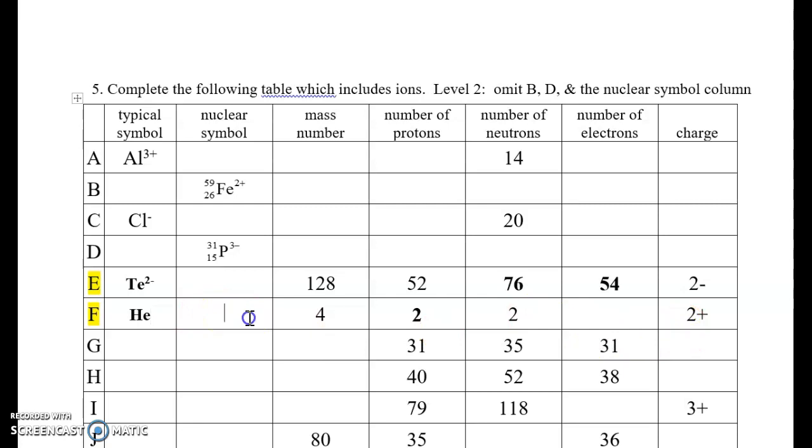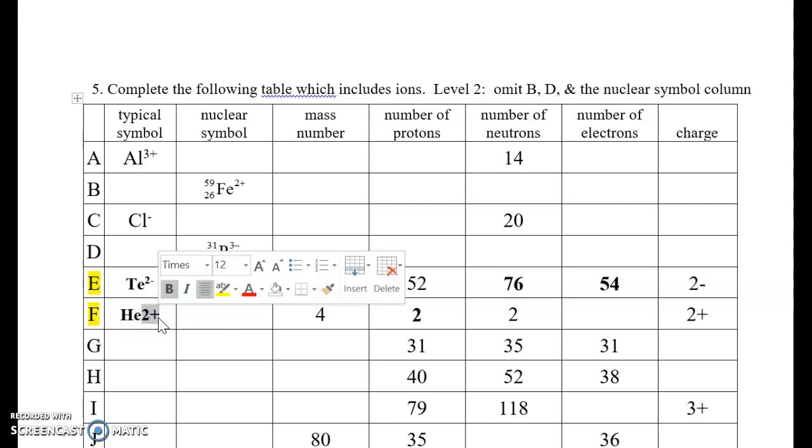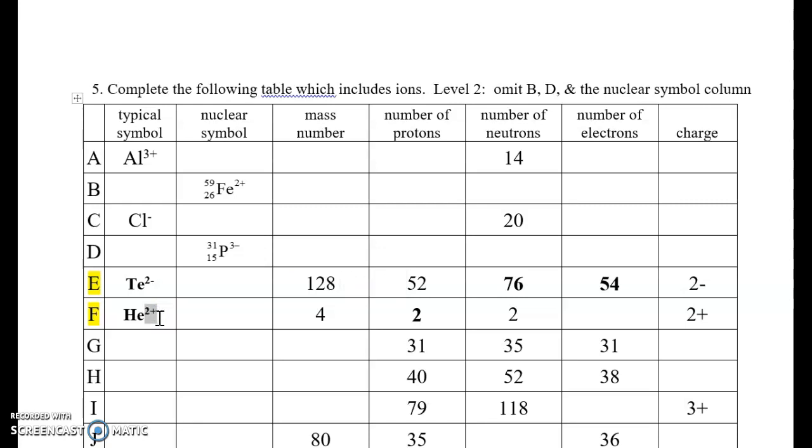It tells us it's 2 plus, so I'll put the charge. All right, so there's the charge, and of course superscript for that. And it will also be superscript in the nuclear symbol. You finish off the nuclear symbol by putting the mass number 4 in the upper left and the atomic number 2 in the lower left.